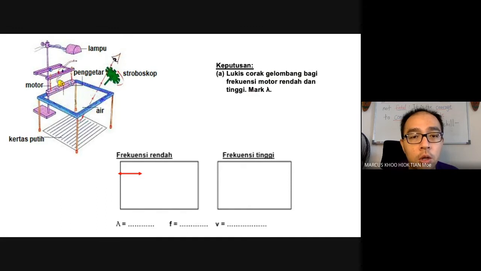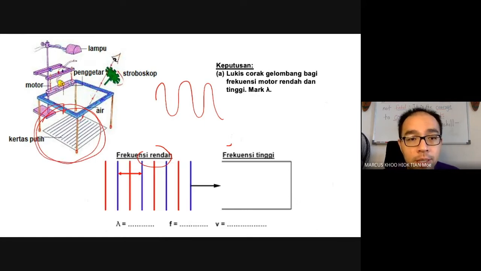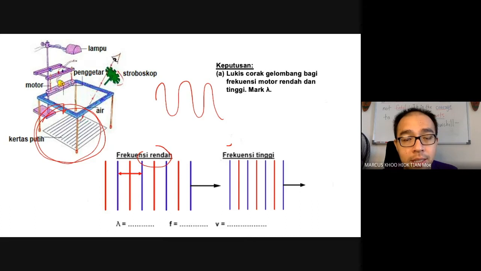So, low frequency and high frequency. For low frequency, remember guys, we're not talking about this anymore. We're talking about what we expect to see on the white color paper. For low frequency, you will find that the distances are further apart, whereas for high frequency, the distance is much nearer.